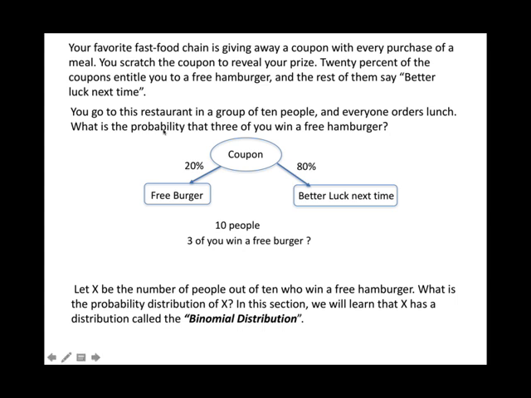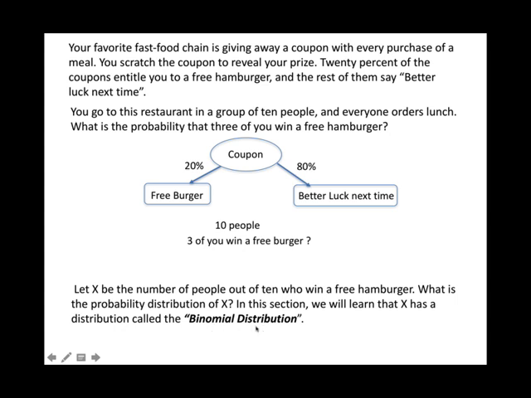Since we want to find the probability that 3 of you win a free burger, we're going to let X be the number of people out of 10 who win a free burger. The X here depends on what you are looking for. For example, if I ask what is the probability that 2 of you get better luck next time, then I will let X be the number of people who get better luck next time. And look at the binomial distribution.